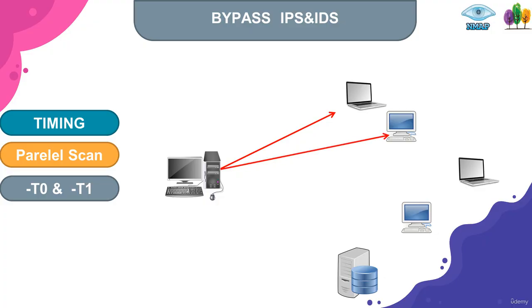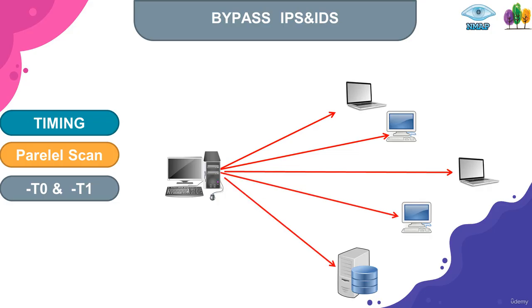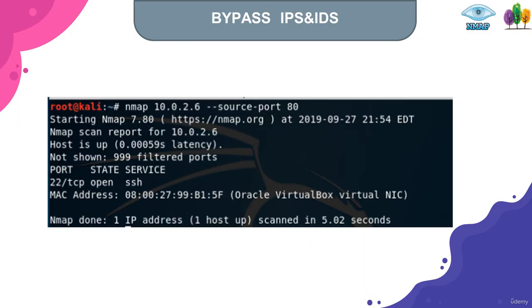Source port. So another method is to scan packets directly through a port with Nmap. We can make Nmap act as an HTTP service. Many IPS and IDS systems allow packets sent through port 80 to pass through. But Nmap must be used with the source port parameter.